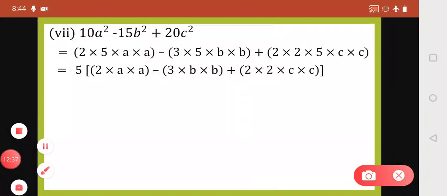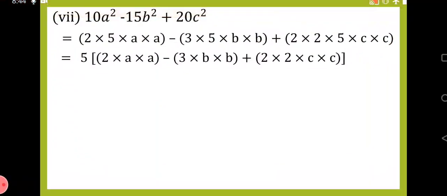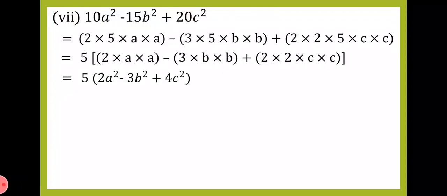First, after taking out 5, we will be left with, in the first term, 2 into a into a. In the second term, we will be left with 3 into b into b. And the third term will be left with 2 into 2 into c into c. So we'll get 5 into 2 into a minus 3 into b into b plus 2 into 2 into c into c. That is equal to 5 into 2a square minus 3b square plus 4c square.